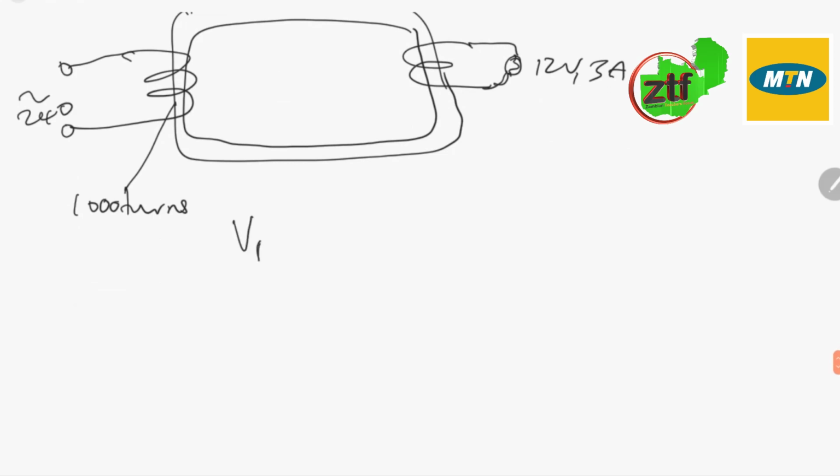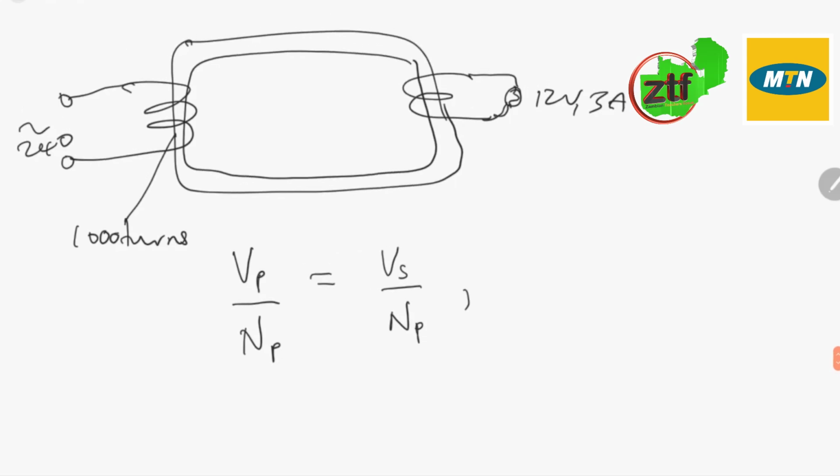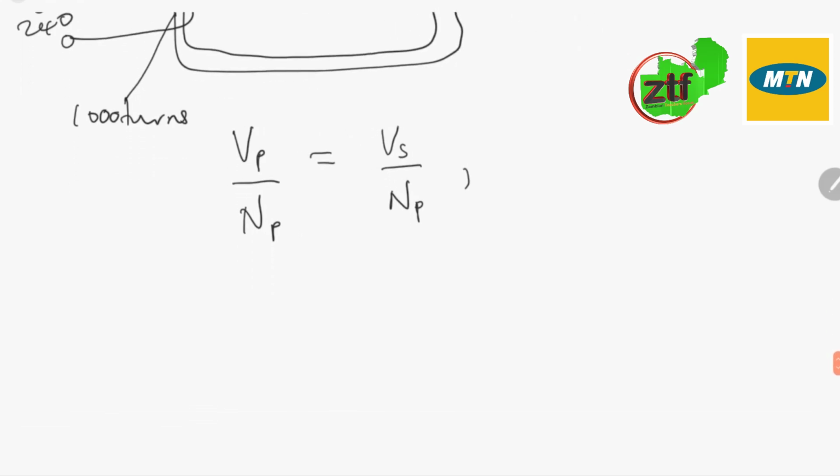Voltage in the primary divided by the number of turns in the primary must always be equal to the voltage in the secondary divided by the number of turns in the secondary. That is number one. This will tell us the number of turns. When we do that, we have voltages on one side and the number of turns on the other, so we can substitute.